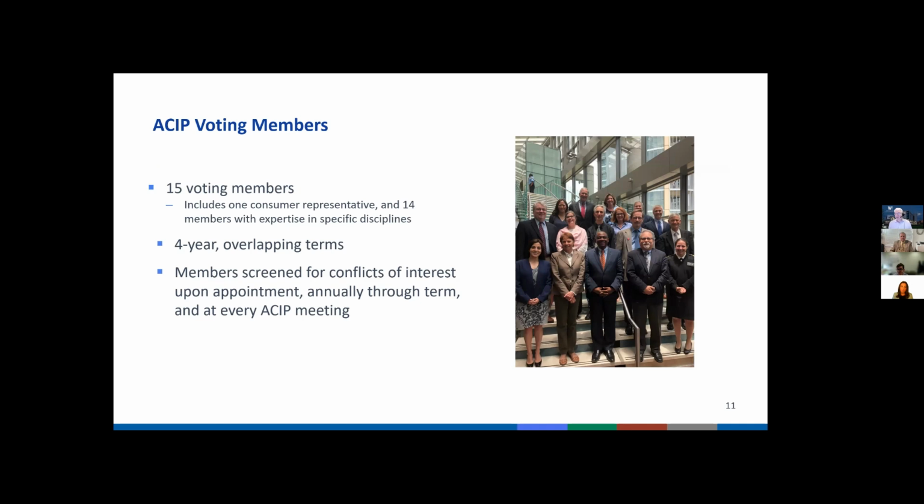There are public health people. There's a family physician in there. There's a PEDS ID specialist, more than one PEDS ID specialist. As you heard, Veronica was the consumer representative in the past.